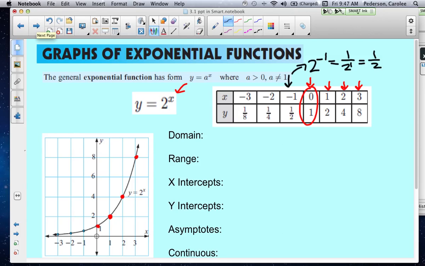So now that's this point here. Negative 1, and then 1/2. And then 2 to the negative 2 power is 1 over 2 squared, which is 1/4. And the last one, 2 to the negative 3 power would be 1 over 2 cubed, or 1/8.